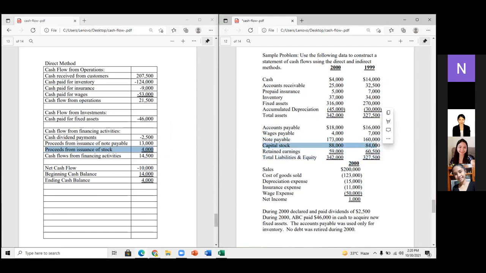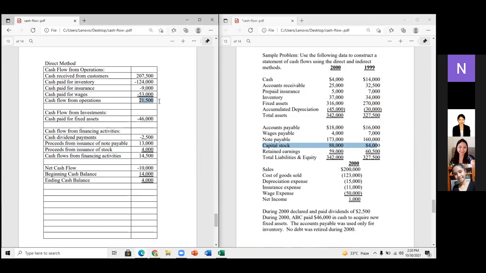Kung makikita nyo din, tumaas din yung amount niya. So, nagkaroon tayo ng proceeds. Ganun din yung sa ginawa, yung 88 na beginning, nilas natin yung 84, kaya nakuha natin yung 4,000. And syempre, pag-add natin tong mga to, ang makukuha natin yung cash flow from financing activities na 14,500.